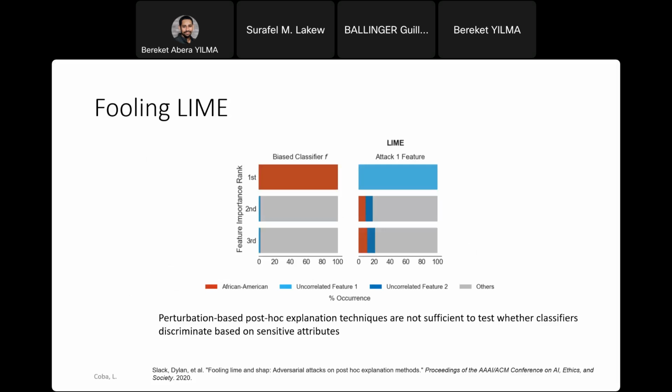In this example, the authors were explaining with LIME. They were using LIME to explain this model. You see that the original on the left side is using racial indicators to classify users. But when the authors used LIME to explain the prediction of this scaffolded classifier, they can see that some unrelated features that the authors generated were explaining the predictions. This leads to a conclusion that perturbation models are not sufficient to test whether a classifier discriminates on sensitive data.